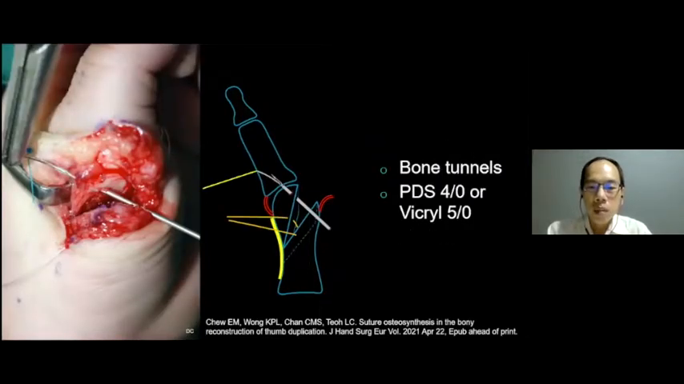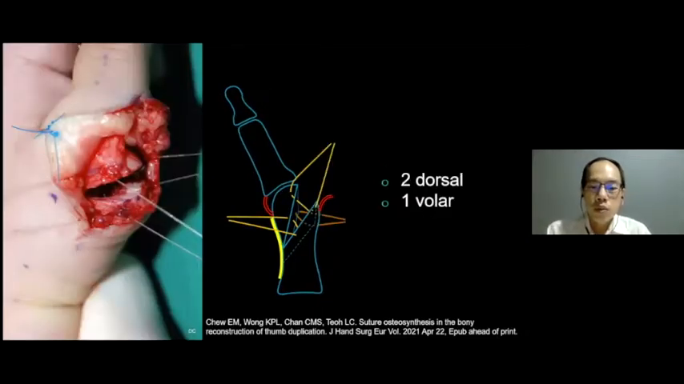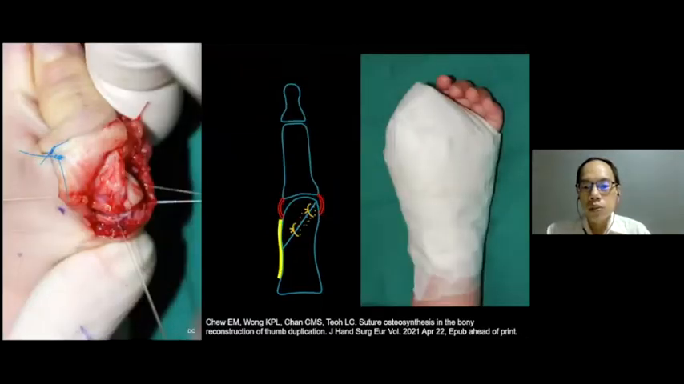Next, a hypodermic needle was used to create bone tunnels in the cortex, and then a set of 3 sutures were passed through these tunnels, either PDS 4.0 or Vicryl 5.0. The bones were then sutured together using the 3 sets of sutures, 2 placed on the dorsal cortices and 1 on the volar cortex. The sutures were then tied, and then the radial collateral ligament was repaired. Post-operatively, the thumbs were just placed in a soft, bulky dressing.